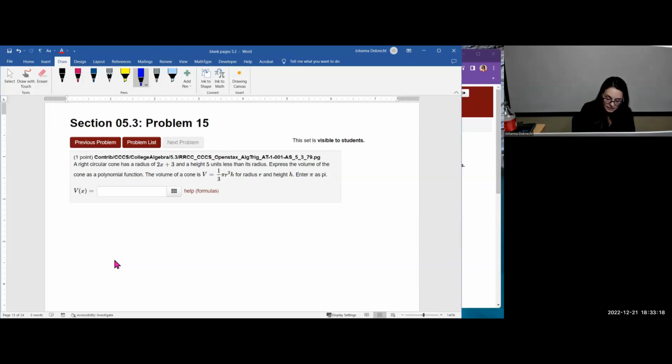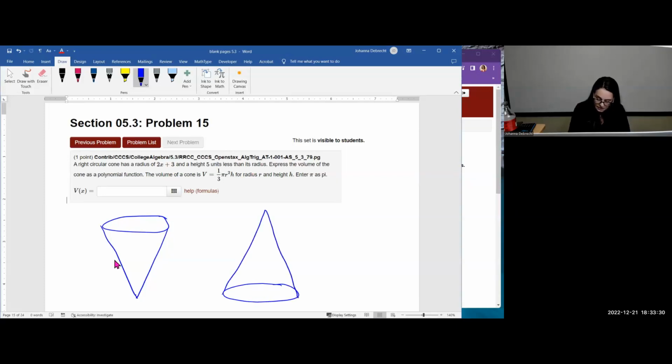Let me draw one here. Or I could do it in this orientation, like this. So here's the center of the bottom. The height comes down and forms a right angle, so this would be the height going to the bottom. And then the radius would come out here like this. So we know our volume, we're given the formula 1/3 pi r squared h. So we need to write the volume of the cone, expressing it as a polynomial function.